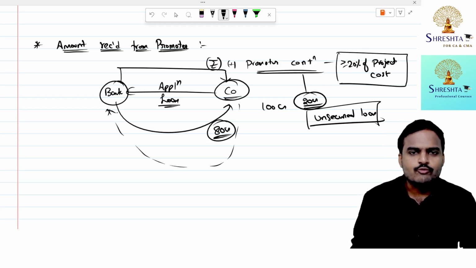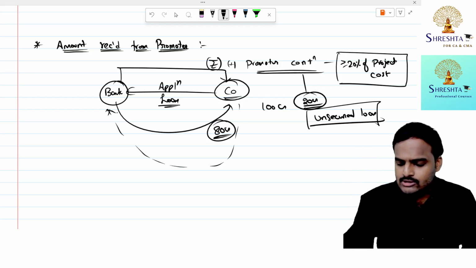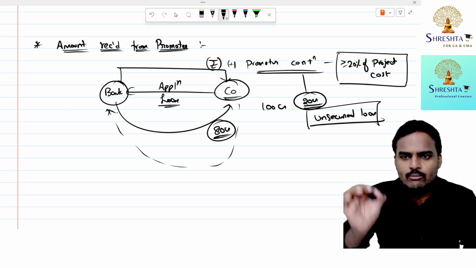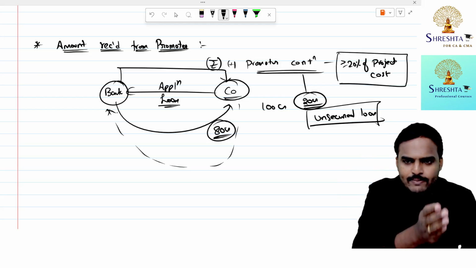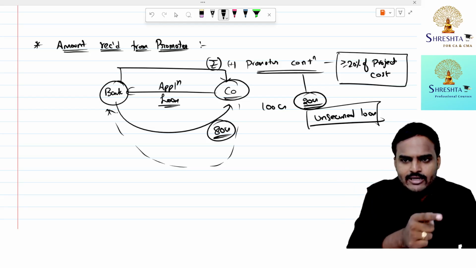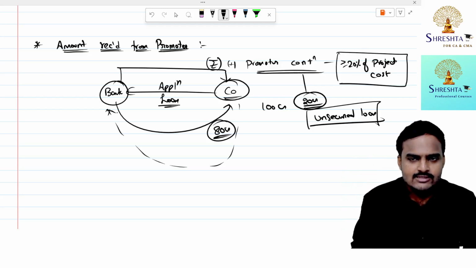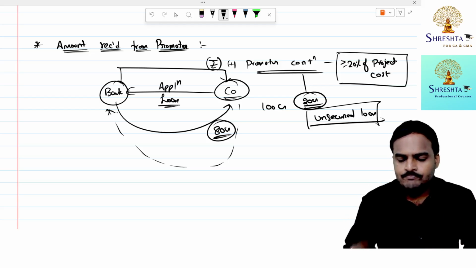So simply, amounts received from promoter are not a deposit. No. Amount received from a promoter because of the condition imposed by the banker, and the loan amount from the promoter should be unsecured. So till company repays amount to the banks, till company clears all its outstanding balances with respect to the loans from banks, until that point, promoter loan is not treated as deposit.